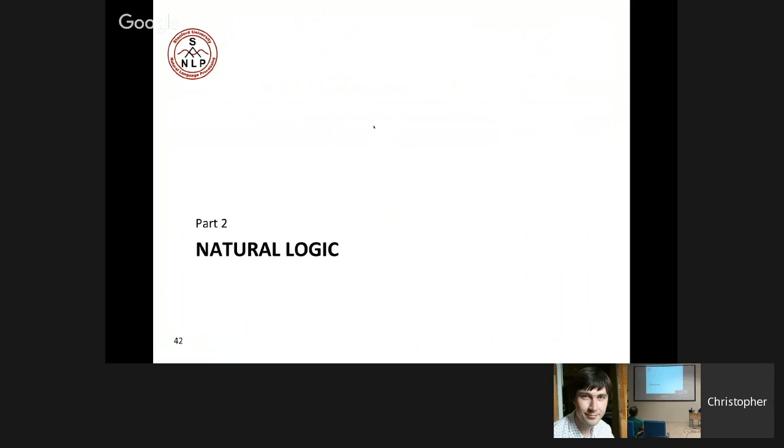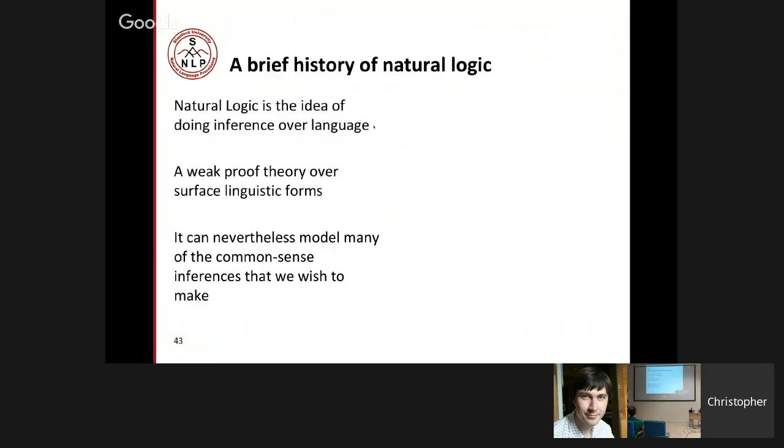I now wanted to say a little bit about some different but related ideas of how we could use natural logic models for doing reasoning about language and doing question answering. So natural logic is an idea that's existed variously for a long time of, can we do logic directly over the forms of natural language? So it's kind of a weak proof theory over surface linguistic forms.